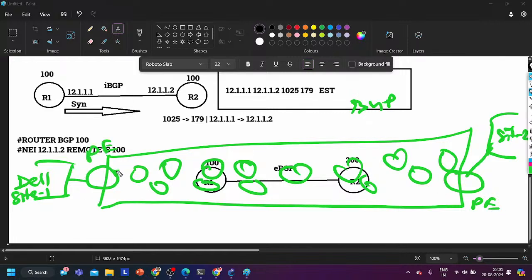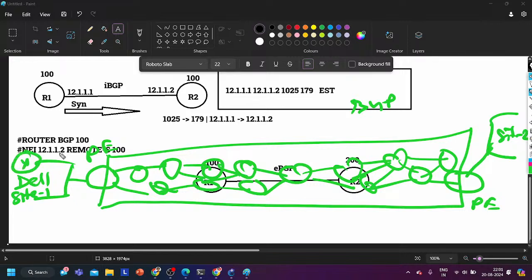Now between the P routers, between source and destination, there are multiple paths. Am I right? Tell me guys, yes or no? Are you getting me? There are multiple paths. So if Dell one side is advertising a subnet, let's say X, it will advertise to this PE router. If this PE router advertises the X network information to all PE routers and all provider routers, then all these routers are going to install the X network information in their routing table. Am I right?